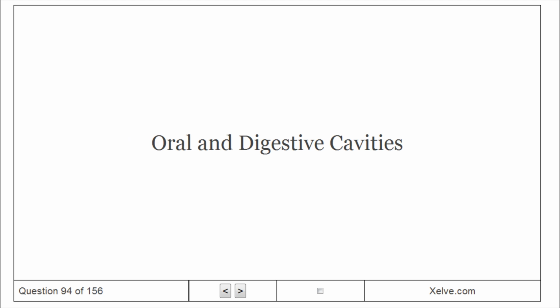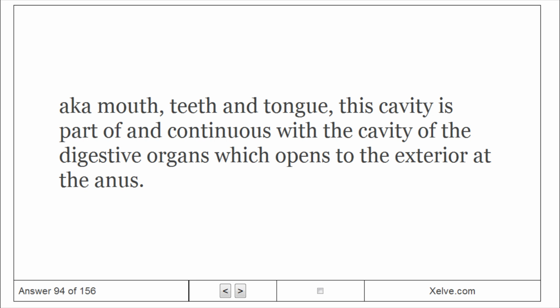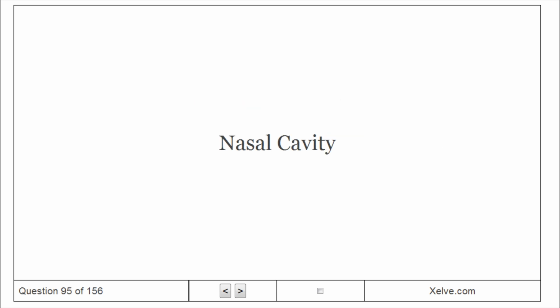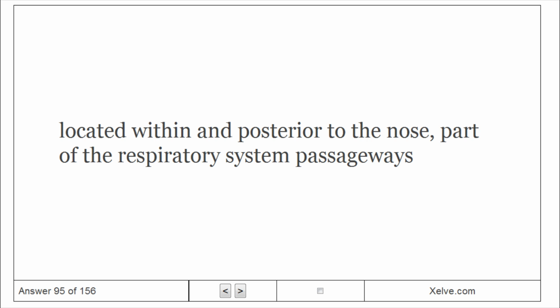Oral and digestive cavities, also known as the mouth, teeth, and tongue. This cavity is part of and continuous with the cavity of the digestive organs, which opens to the exterior at the anus. Nasal cavity, located within and posterior to the nose, is part of the respiratory system passageways.